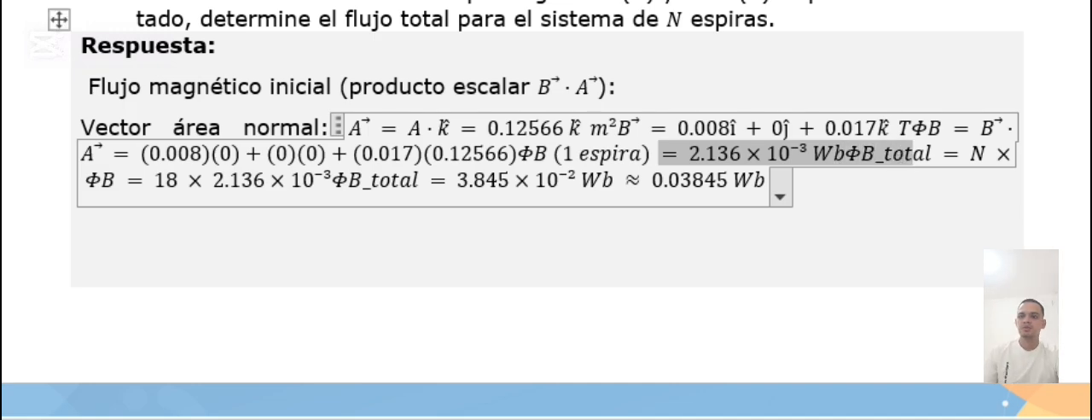Then, because the system has 18 turns, I multiply the flux by the number of loops. The total magnetic flux obtained was this result.